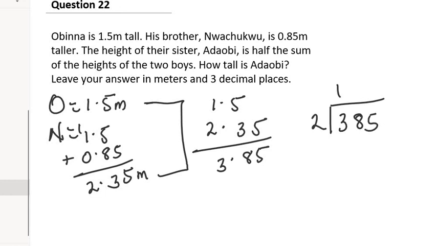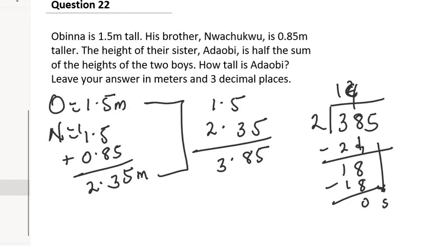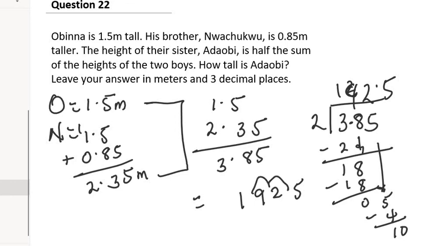Divide by 2. 2 here, 1. 2 here. Take away 1. Bring down 8. 18 divided by 2, 9. 2 times 9, 18. Take away is 0. Bring down the last 5. 2 into 5, 2. 2 times 2, 4. Take away 1. Put your point 0. 2 into 10, 5. That's all. So we have 192.5. But we already have 2 decimal places here before we start dividing, which I said we should ignore. So from here we come backward 1, 2. Final answer will be 1.925.